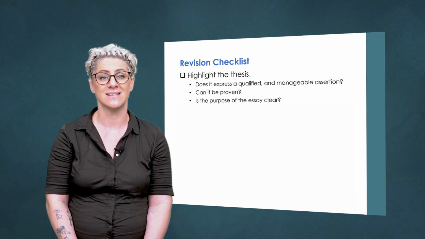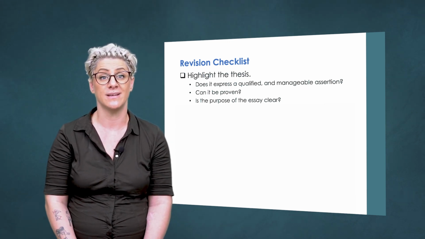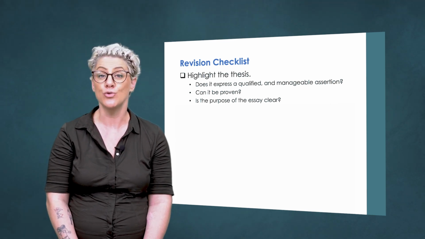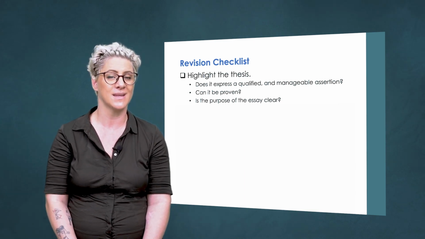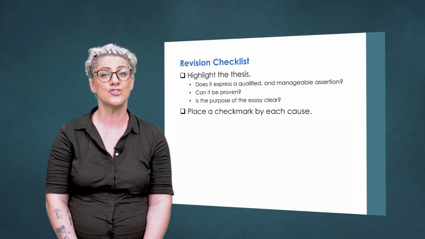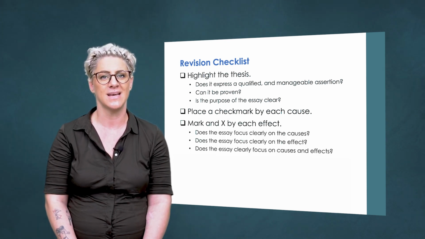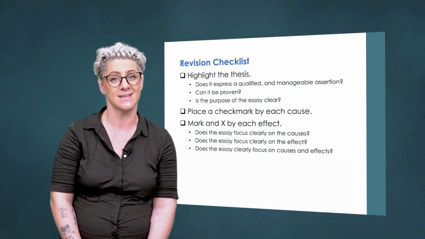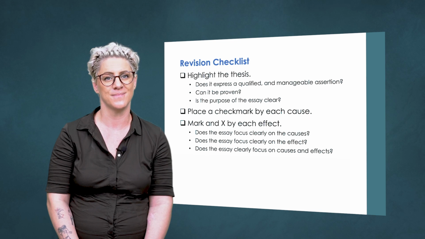Highlight the thesis and think: Does it express a qualified and manageable assertion? Can it be proven? Is the purpose of the essay clear? Place a check mark by each cause, then mark an X by each effect and think: Does the essay focus clearly on the causes? Does the essay focus clearly on the effects? Does the essay clearly focus on causes and effects?